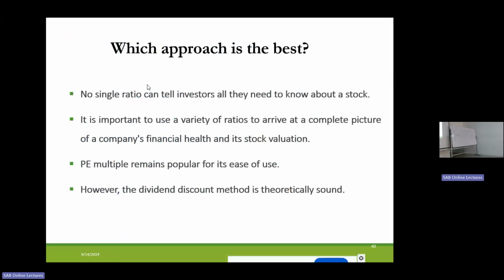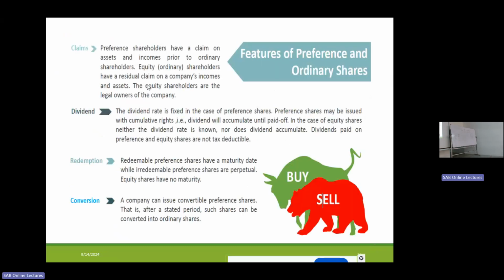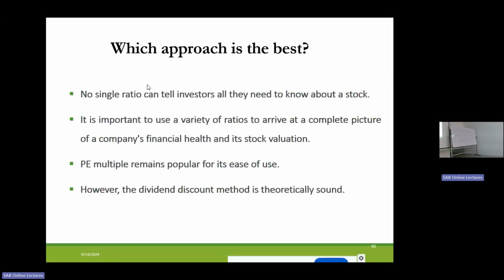Both are good. It is better to use both before taking the investment decision, dividend based valuation as well as price based multiples. So that is the end of the equity valuation. Next is preference share valuation. Last point. Any queries on these price based multiples?